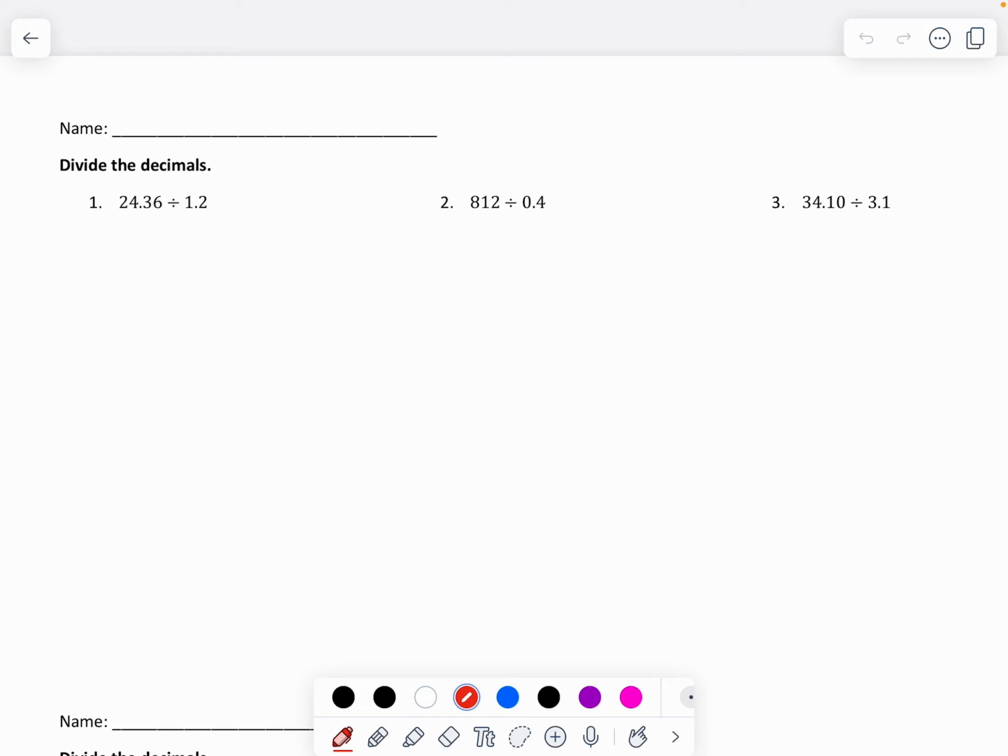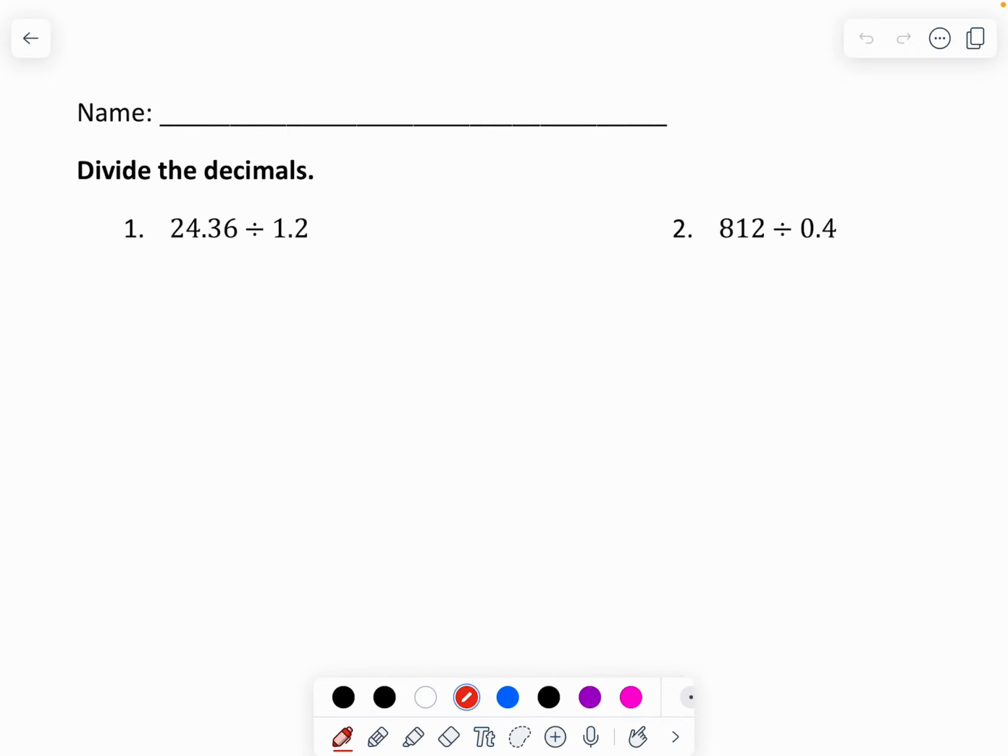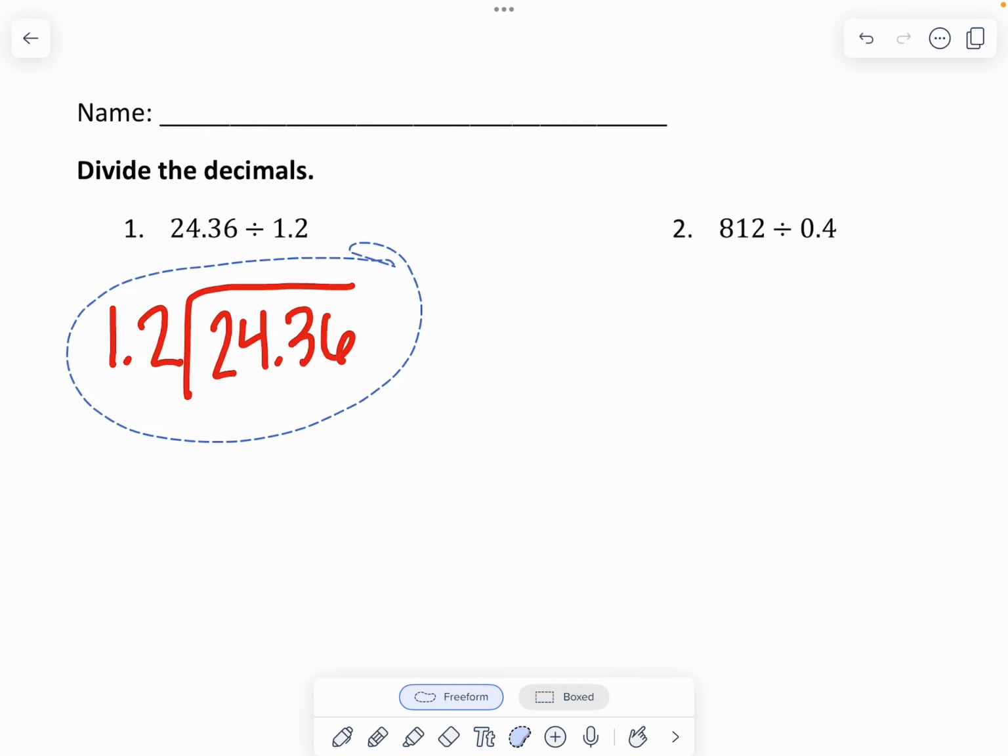So when you divide decimals, remember that the first number it gives you in this problem is going to go on the inside. So this is 24 and 36 hundredths divided by 1 and 2/10. Okay. I'm just going to move this down a little.